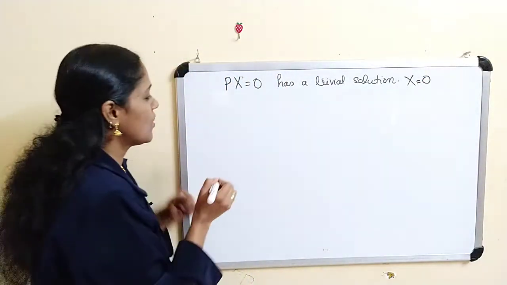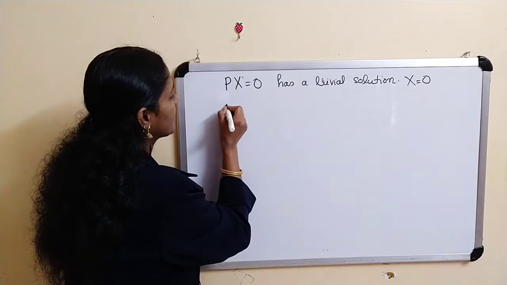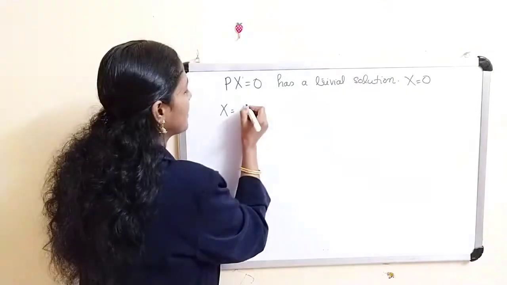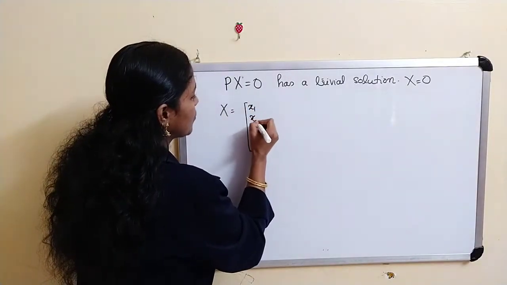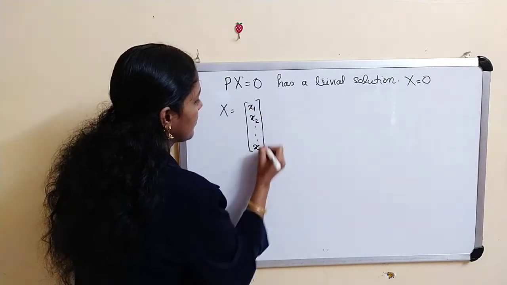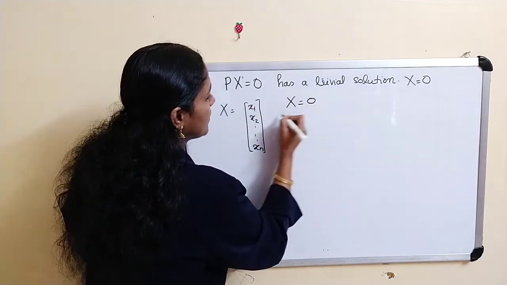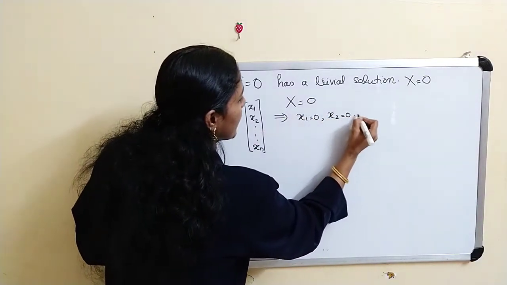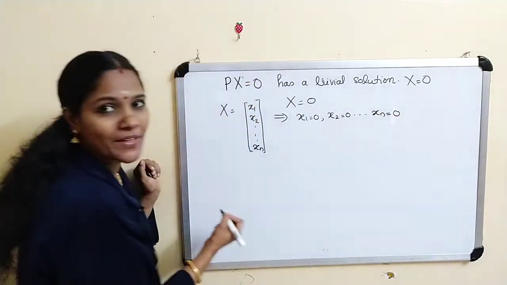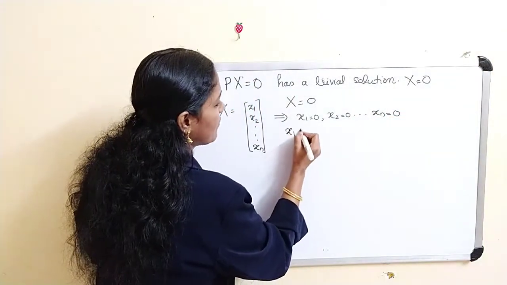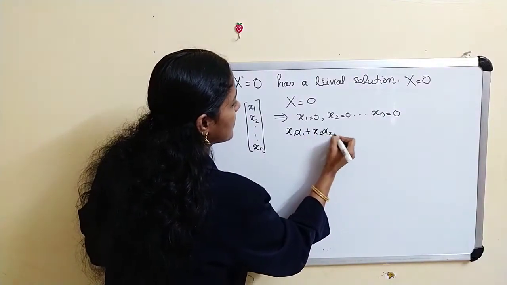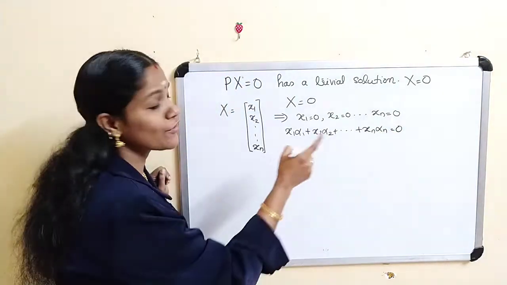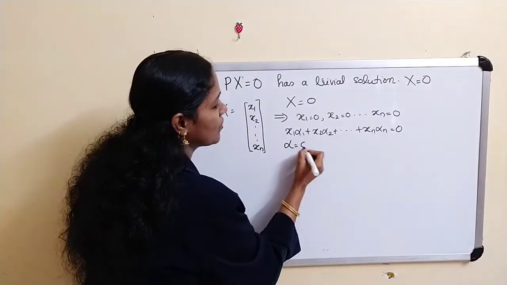Okay. Now, what about our x? Our x, what is our x? X is actually the coordinate matrix of alpha related to the basis. Our x is this one, x1, x2, etc., xn. Okay. Suppose x equal to 0. This implies each xi is 0: x1 equal to 0, x2 equal to 0, etc., xn equal to 0. That means x1 alpha 1 plus x2 alpha 2 plus etc. plus xn alpha n is equal to 0. Each coordinate 0. That means our alpha equal to 0.